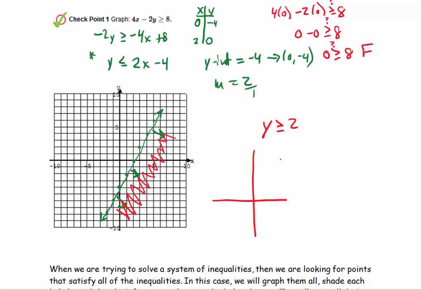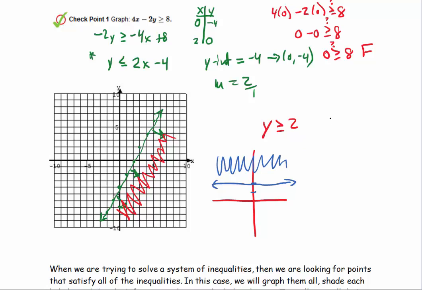Well, y greater than or equal to 2, I'm going to start by graphing the boundary line. Since I have just y, that boundary line is a horizontal line right here at 2. Now, I have y greater than or equal to 2, so would I shade above or below? Well, certainly greater than or equal to would be above.